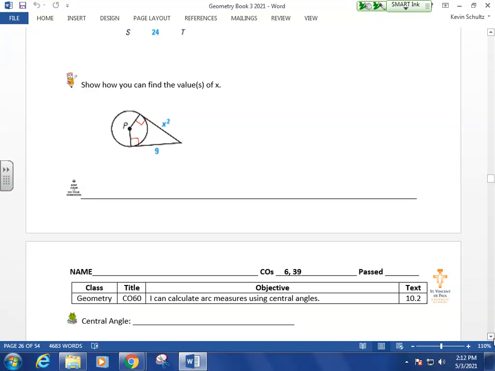Theorem 10.2, yes. Since these two tangents come from a common point, they are congruent, meaning that x squared is equal to 9. So to solve this, you would root both sides, meaning that x is equal to 3 or negative 3. Okay? And in this case, x can actually be negative 3 because the length of that tangent isn't negative 3. We square that to get positive 9. So both answers should technically be included.